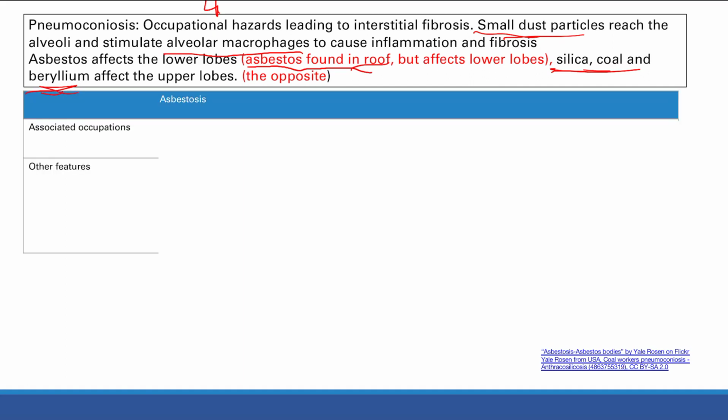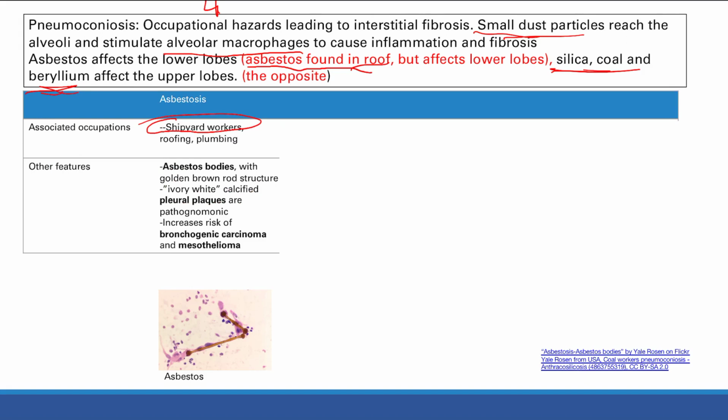Okay, so asbestos is then the first thing. Asbestos, we said, was found in roofing. It can be found in plumbing, and you can also find it in shipyard workers. So that's the one you have to remember, shipyard workers. Otherwise, roofing, plumbing, stuff in the house. Okay, asbestos is found in the house. And we're going to see what features to identify it.